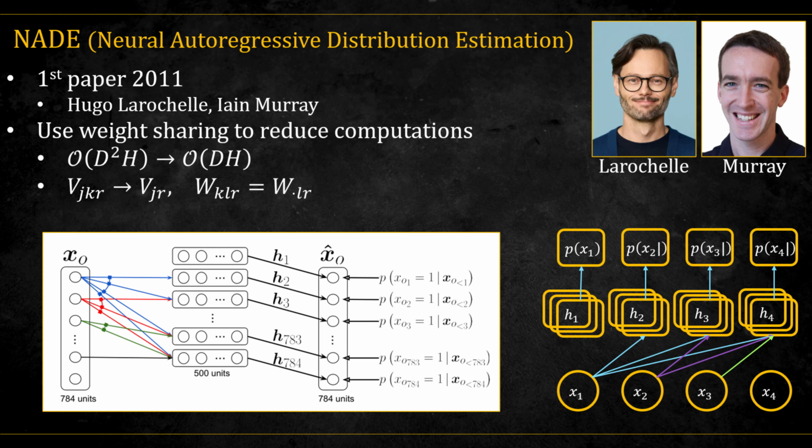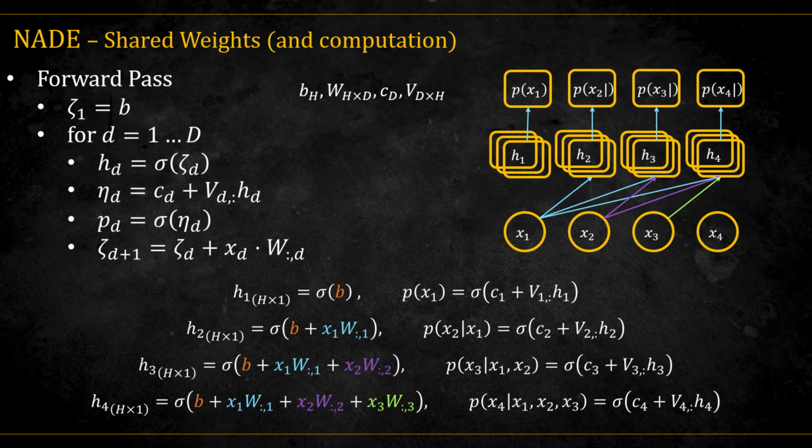So the weight of x1 is the same for all hidden units, and the same goes for x2 and all other x's. Let's see the forward pass. The input to hidden layer linear term, zeta, starts with the bias vector. Then we compute the first hidden unit with the element-wise sigmoid operation. We then compute the conditional. We update zeta by adding the first weight vector, and we continue in this way, each time adding more weights to the first linear term.